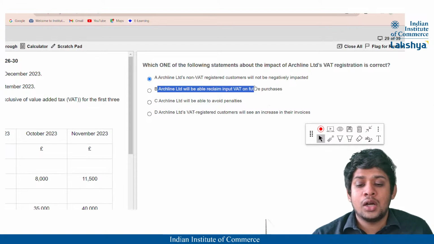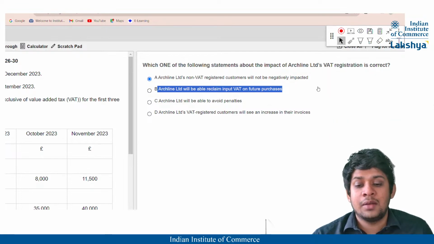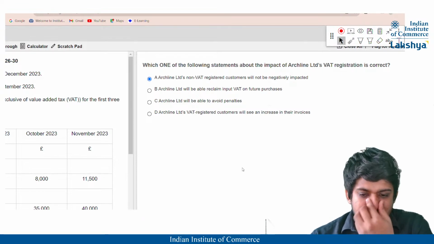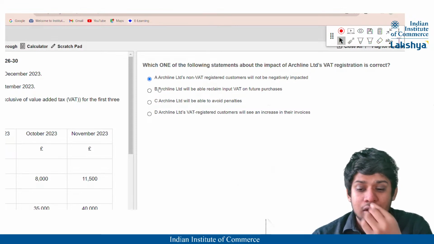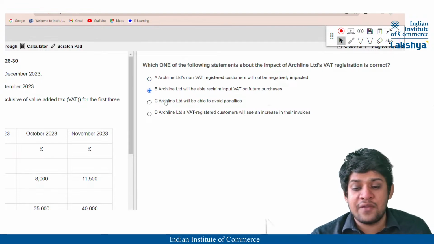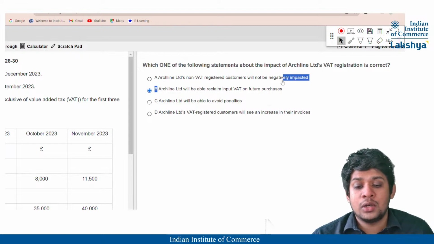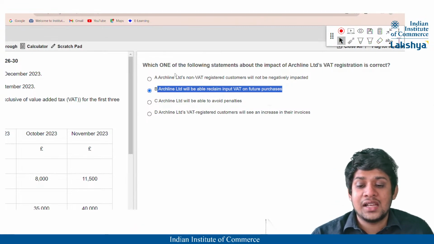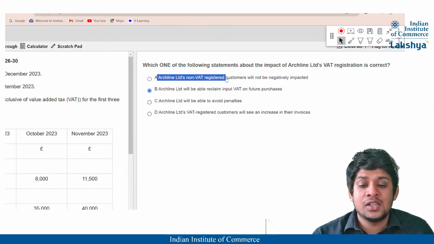Archline Limited will be able to reclaim input VAT on future purchases. Yes, obviously they will be able to reclaim the input VAT on future purchases. Wait. So we have only one statement that is correct? And we have to identify which of the statements is really correct, right? So guys, I guess this is definitely correct because Archline Limited will be able to reclaim the input VAT on future purchases because they have registered now. Correct? But guys, there is one thing, that is Archline Limited's non-VAT registered customers are negatively impacted.